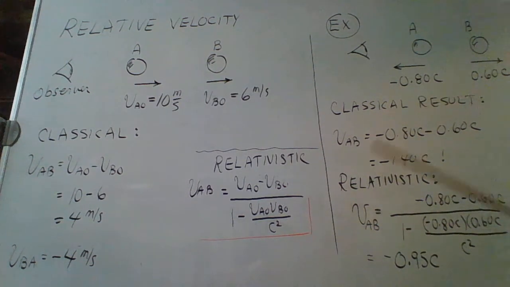Well, the numerator, once again, same as that, negative 1.4. This turns out to be 0.8 times 0.6 is 0.48 with a negative sign. The c's cancel. And so the denominator becomes 1 minus a negative 0.48, or positive 1.48. Divided into the numerator, final result, 0.95 times the speed of light, safely within the bounds allowed by nature that no relative velocity can have a magnitude greater than the speed of light.